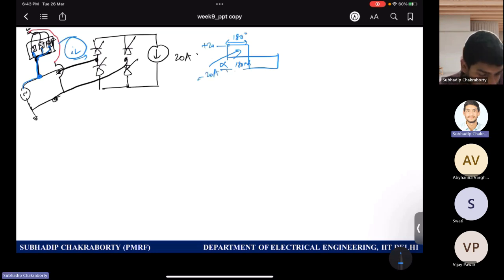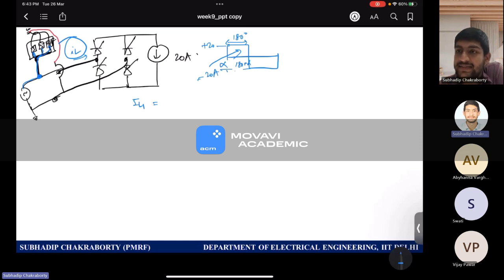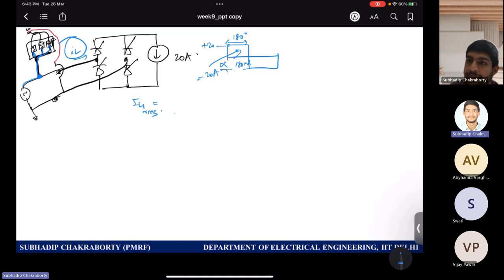So what is the fundamental IL1 for a square wave? Anyone remembers what is the fundamental RMS? It is 4 into peak by pi.